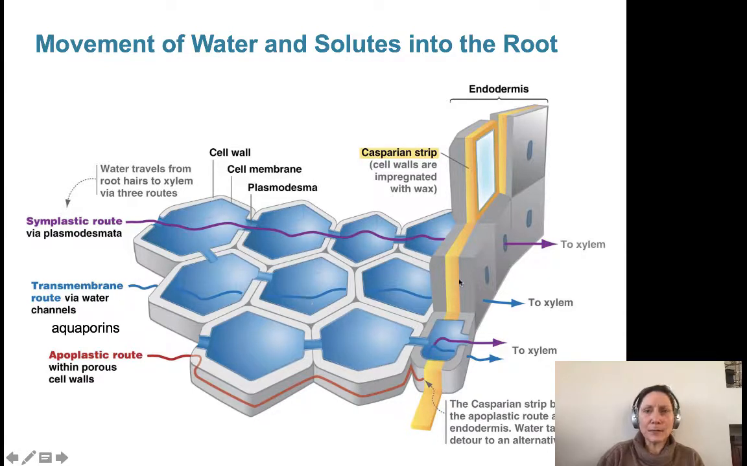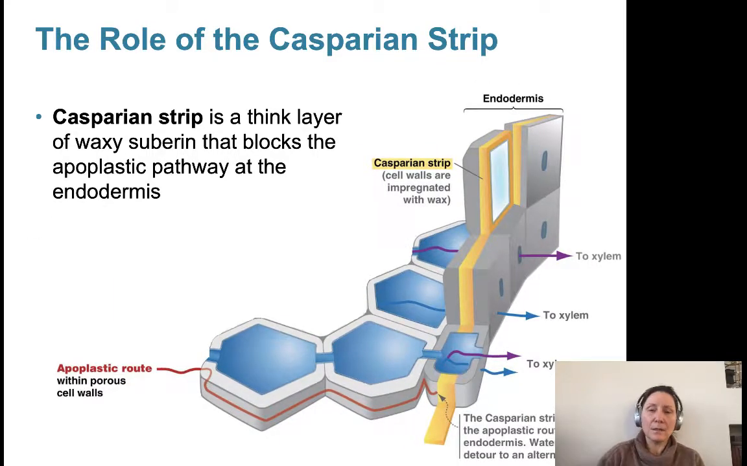In the transmembrane route, it could go through the cell, but it's going to have difficulty getting past this Casparian strip. And same thing with the apoplastic route. It's going to have trouble getting past this Casparian strip. So what's going to have to happen then? Oh, sorry, just to review. The Casparian strip is a thick layer of waxy suberin that blocks the apoplastic pathway at the endodermis. Okay?